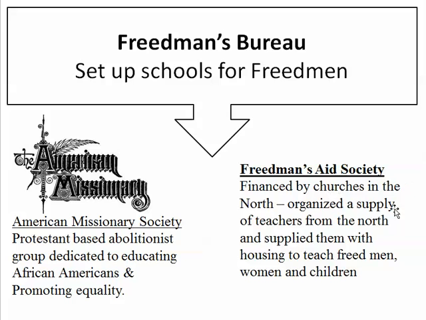But anyway, the Freedmen's Aid Society, financed by churches in the North, what they did was they organized a supply of teachers from the North, and then supplied them with housing down in the South so that they could teach freed men, women, and children and get them educated. And so it's this group here that's going to help African Americans the most, but the Freedmen's Bureau is going to help them set up schools.